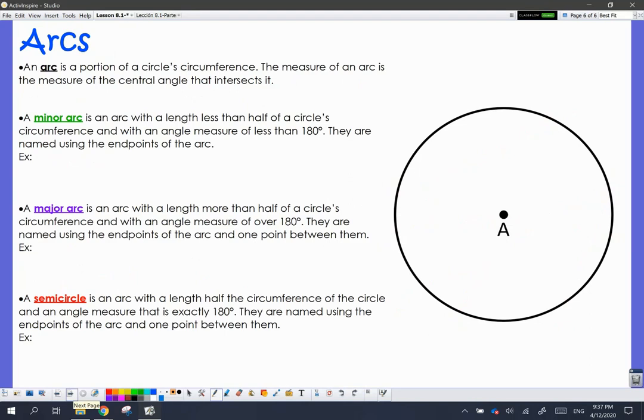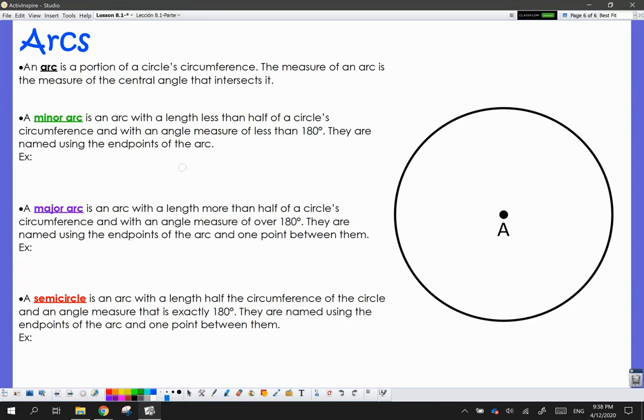Finally, arcs. So an arc is a portion of a circle circumference. A piece of this circumference is an arc. The measure of an arc is the measure of the central angle that intersects it, which we can call its intersected arc or its corresponding arc or corresponding angle. Now there's three different types of arcs that we'll be seeing. A minor arc is an arc with a length less than half of the circle's circumference and with an angle measure of less than 180 degrees.